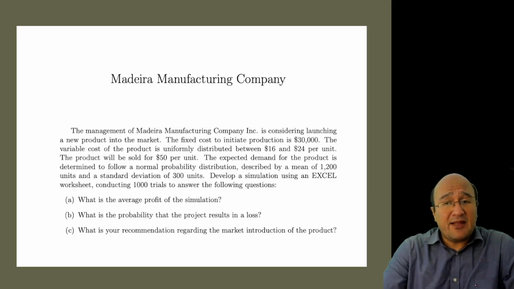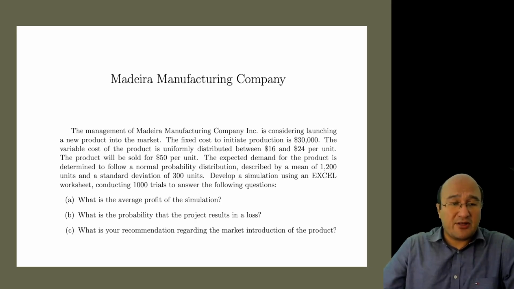The expected demand for the product is determined to follow a normal probability distribution described by a mean of 1,200 units and a standard deviation of 300 units. Develop a simulation using an Excel worksheet conducting 1,000 trials to answer the following questions. What is the average profit of the simulation? What is the probability that the project results in a loss? What is your recommendation regarding the market introduction of the product?